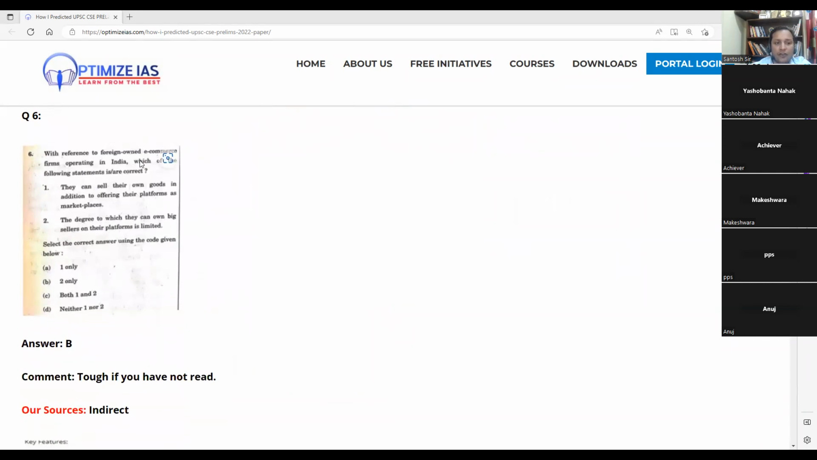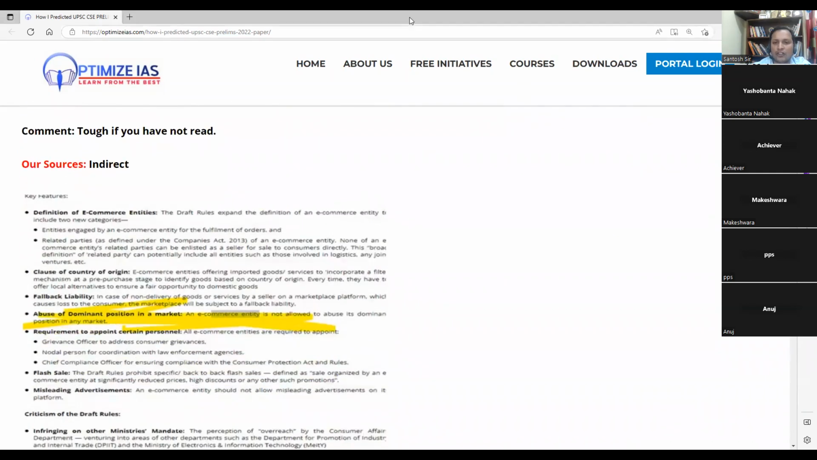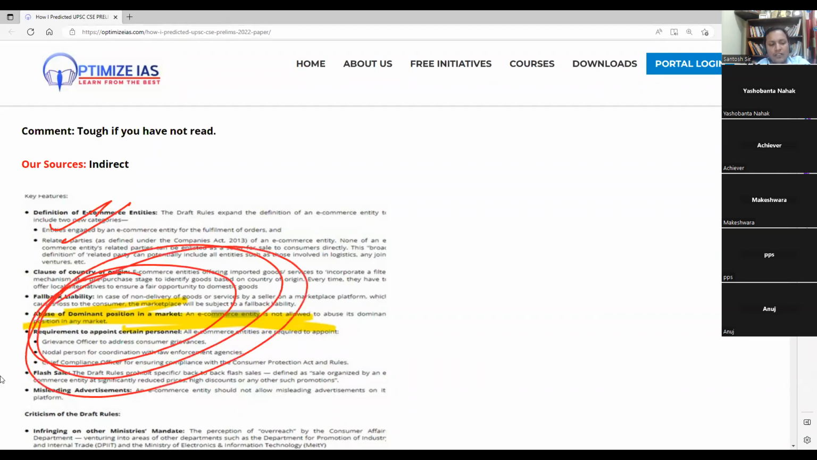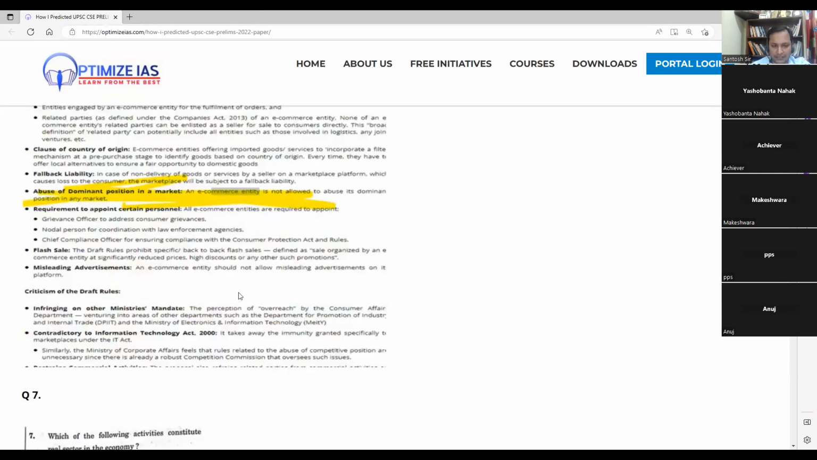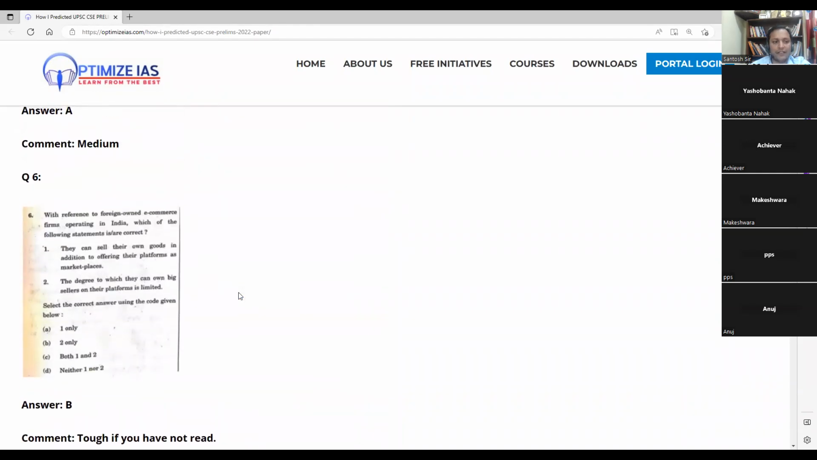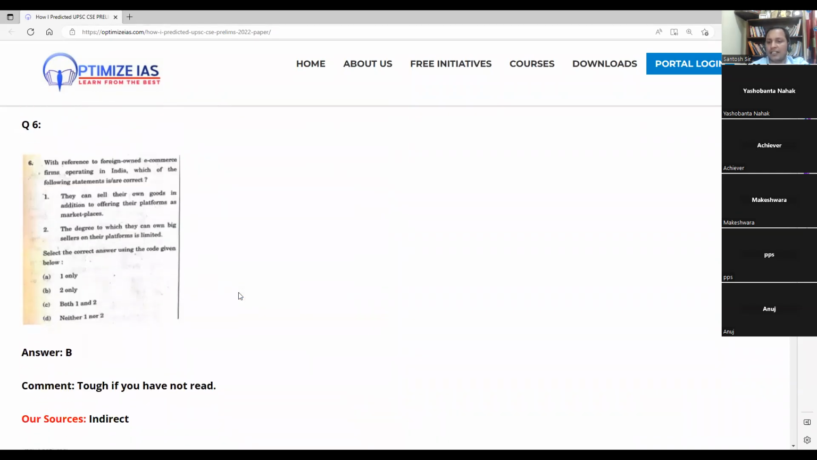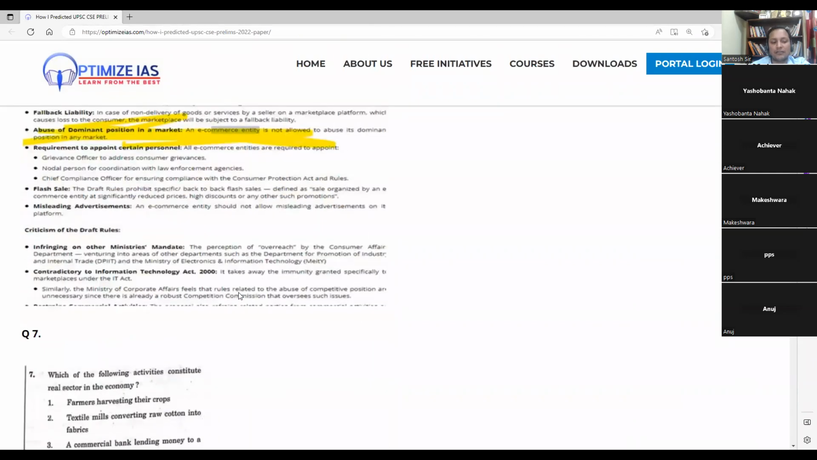With reference to foreign-owned e-commerce firms operating in India, which of the following statements is correct? Guys, last year there were a lot of debates regarding e-commerce, particularly their abuse of dominant position. A lot of controversy was there, and last year the e-commerce rules were also introduced, which I have covered in the current affairs. If you have followed the current affairs, you could have easily solved this question.